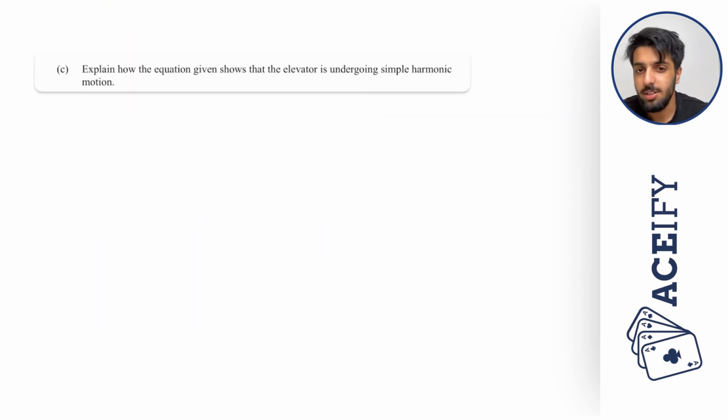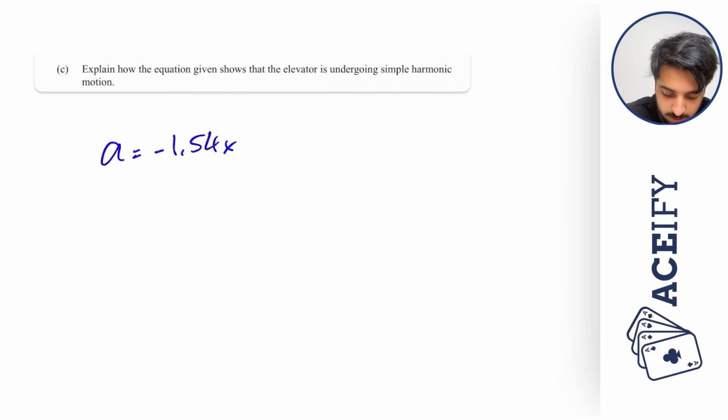Explain how the equation given shows that the elevator is undergoing simple harmonic motion. Okay, so the equation that they're talking about is our a is equal to negative 1.54 times 10 to the negative 6 y, right?